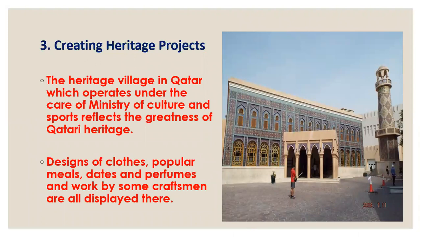And number 3 is creating heritage projects. Most of you, I'm sure, would have visited the Heritage Village in Qatar, which operates under the Ministry of Culture and Sports, and it really reflects the greatness of Qatari heritage. You can see the designs of Qatari clothes, the meals or food eaten by most of the people, the different kinds of dates which are grown in this part of the world, the perfumes which are made in Qatar, and also many crafts work done by men. They are all displayed in the heritage projects or in this heritage village.